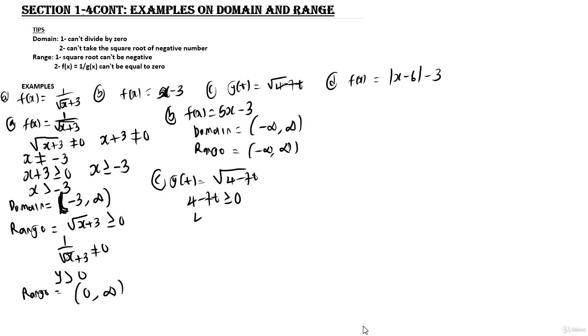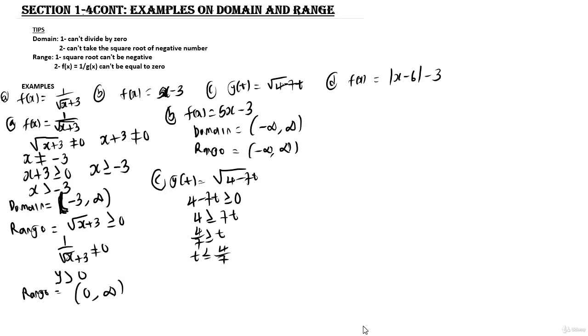So this will be 4 is greater than or equal to 7t, right? When we take minus 7t to the other side. So divide both sides by 7. This is going to give 4 over 7 is greater than or equal to t. So this can also be written as t is less than or equal to 4 over 7.